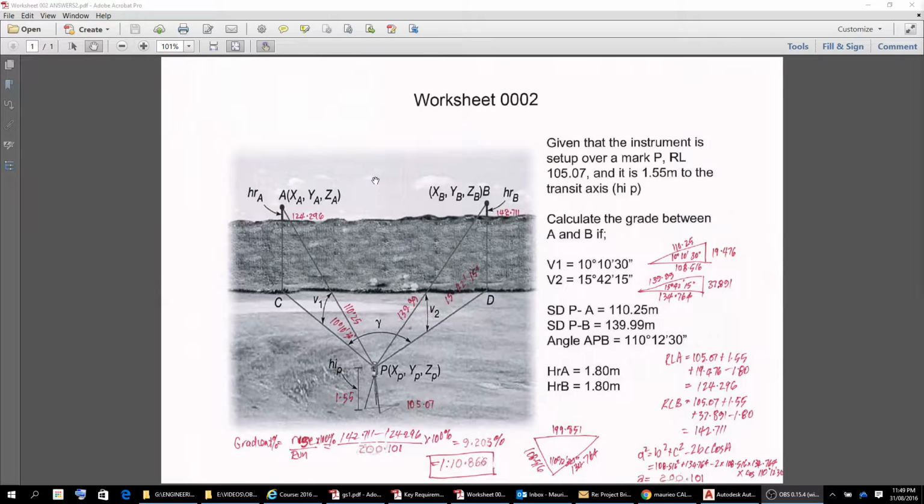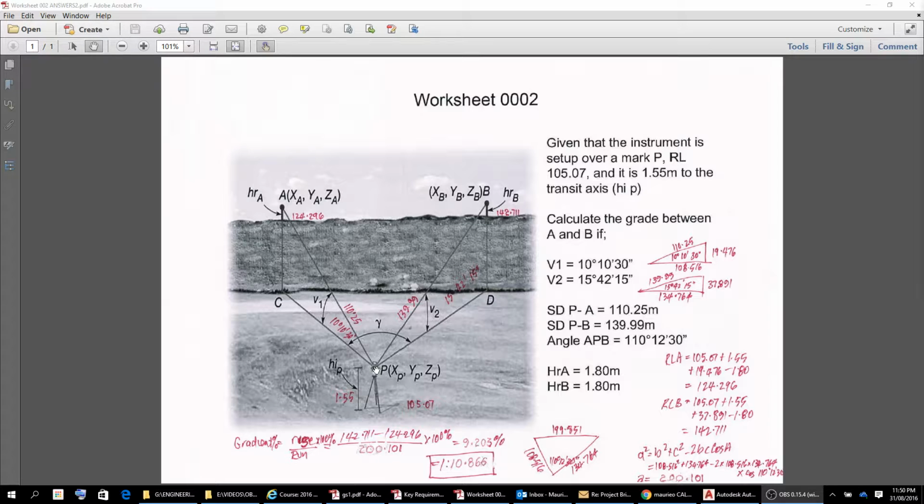Given that the instrument is set up over a mark P, which is down here, RL 105.07, and it's 1.55 meters to the transit axis, so that's the height of the instrument. Calculate the grade between A and B.